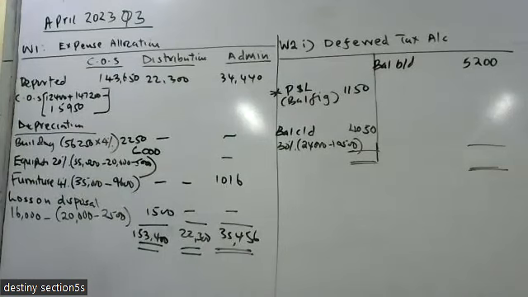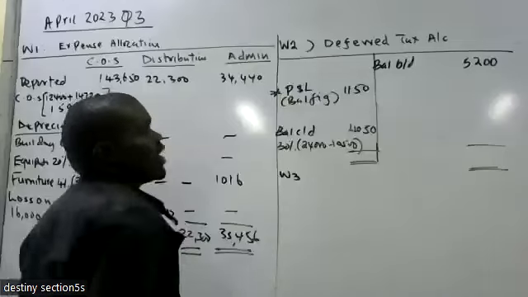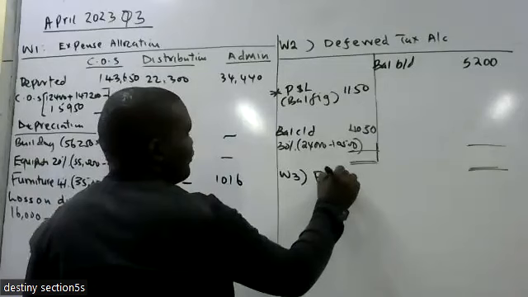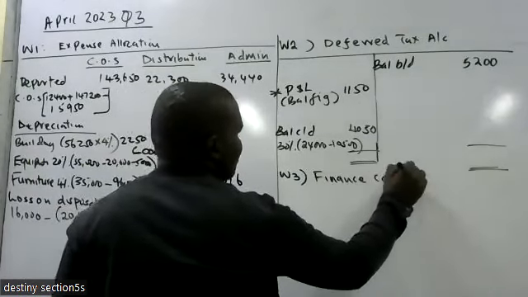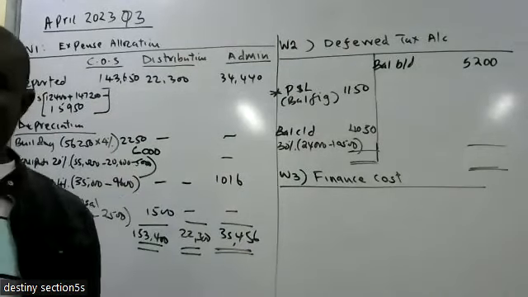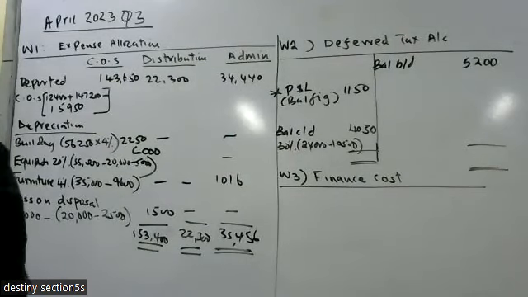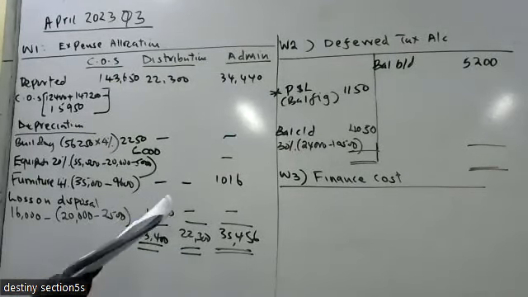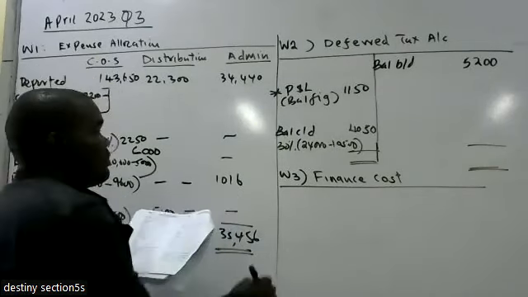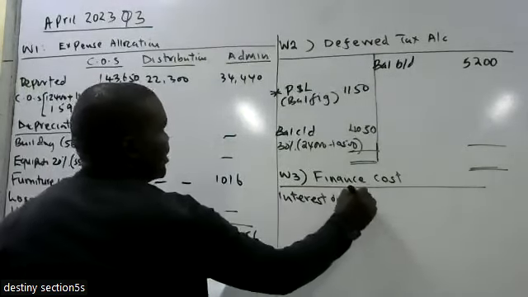Maybe finance costs. This was just what we do. So the last working we can do is the one for finance costs. Finance costs, have it there. Finance costs. So finance cost here will be interest on debentures. So interest on debentures.